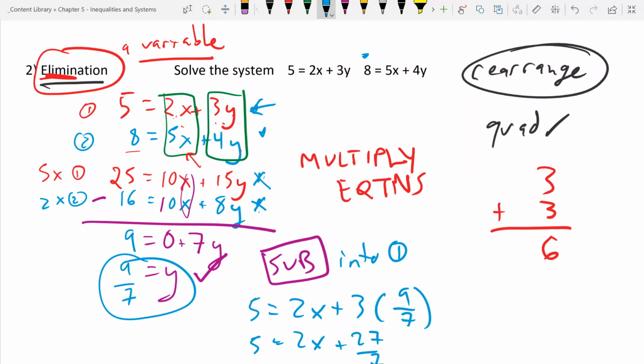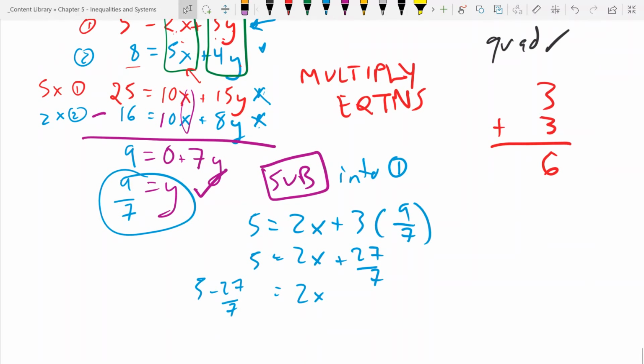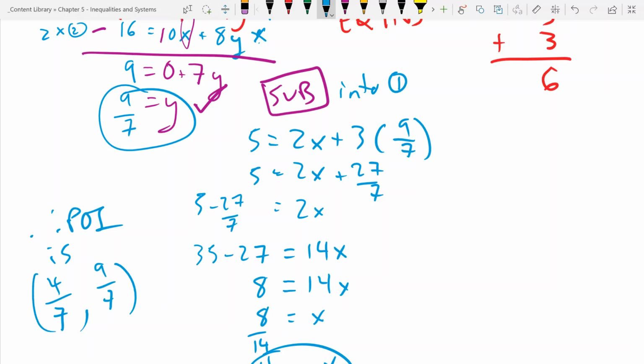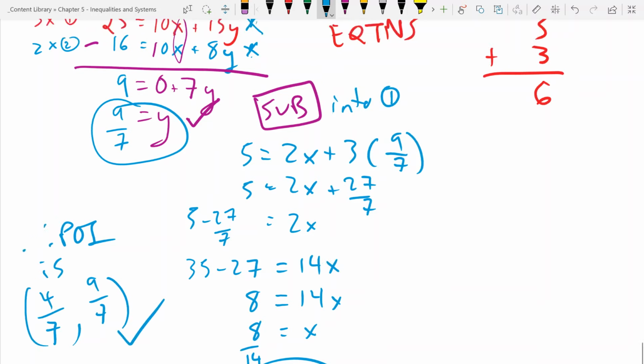Rearrange, so we get 2x equals 5 minus 27/7. Multiply it all by 7, so I get 35 minus 27 equals 14x. Subtract those from each other, and we get 8 equals 14x. x equals 8/14, which is the same as 4/7. So now I have my x value and my y value. Therefore, the POI is 4/7, 9/7. Ugly numbers, but that's the process. And that's it.